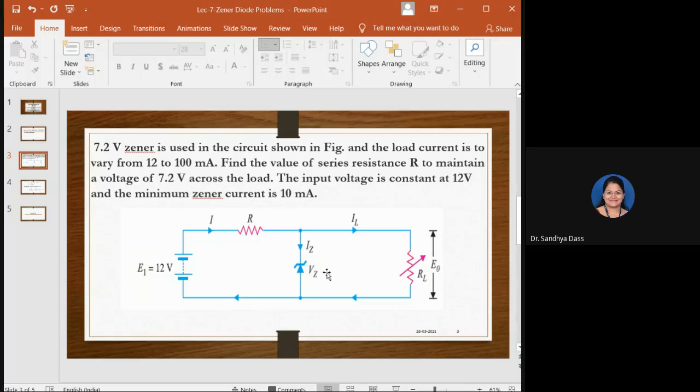So we are already clear that this Zener current should be at such a value or position that it is operating the Zener diode in the breakdown region. What I'm trying to say is that this current should be sufficient such that the Zener diode is operating in the breakdown region and maintaining constant voltage across it, right?